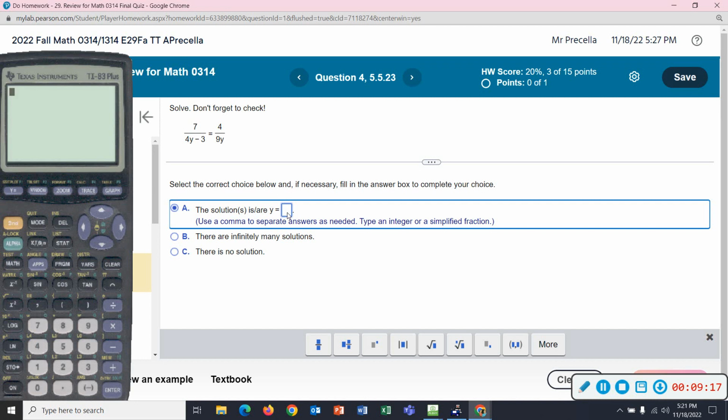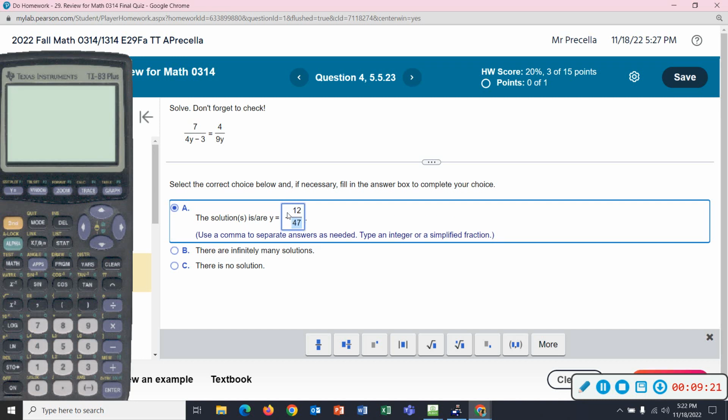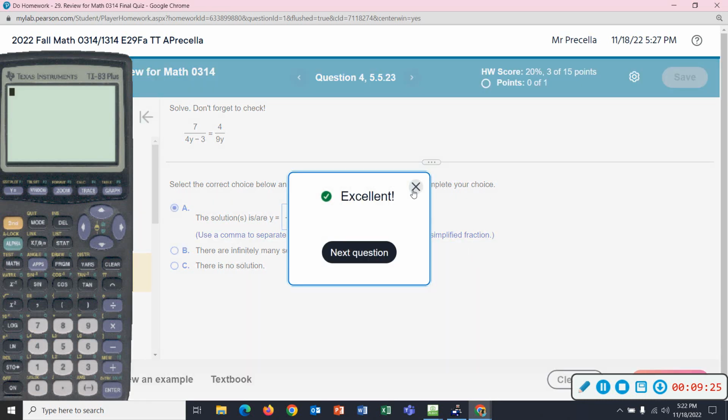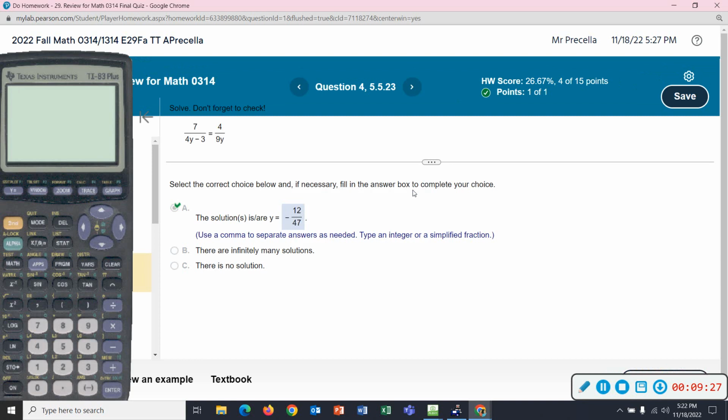Y equals negative 12 over 47. We mentioned if everything subtracts out along the way and you just get 0 equals 0, there's infinitely many solutions. If everything subtracts out and you get 0 equals some other number, then there's no solution.